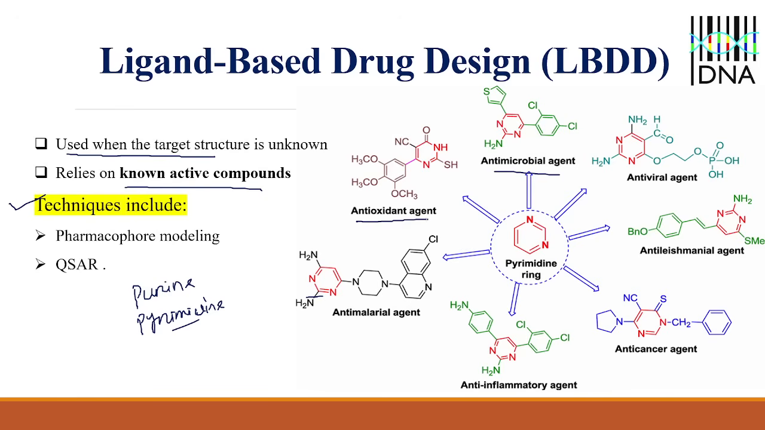For the antioxidant agent, you can see the benzene ring containing three methoxy groups, and here a thio group is substituted. By just substituting all these things, it acts as an antioxidant agent. It is also used as an anti-malarial agent, where a piperazine moiety is attached. It also acts as an anti-inflammatory, anti-cancer, anti-leishmaniasis, and antiviral agent. All these things the pyrimidine ring can produce.